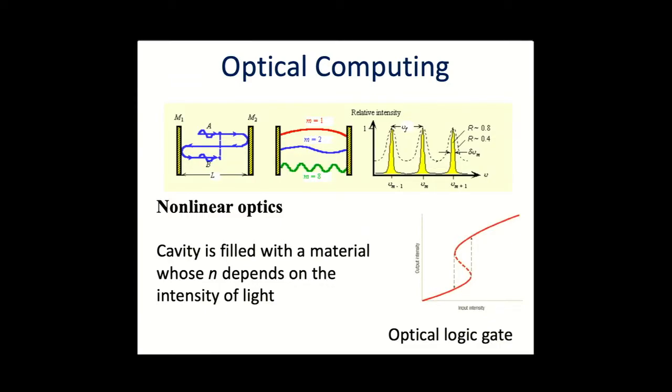And you can use this to make an optical switch. So in the lower right, you can see as you, along the horizontal axis, you increase the intensity. At some intensity it jumps up because it jumped into a mode or out of a mode and becomes a high output. And then as it comes down, it goes back down. And this is an optical logic gate, actually, and could be the basis of a computer that uses light instead of electricity.